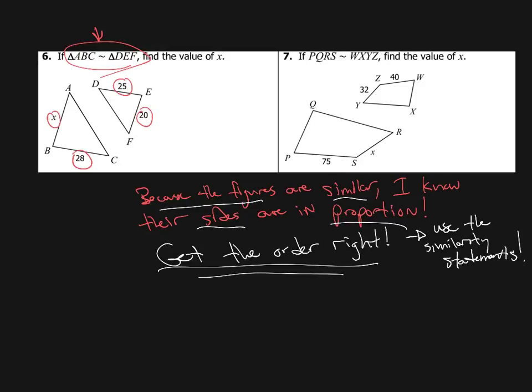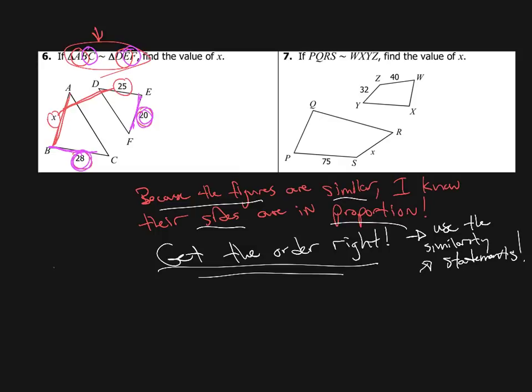To get the order right, I'm going to use the similarity statements. And this is just like congruency. It's very similar. So what do I know? I know that x has to do with AB. So because x has to do with AB, AB is the same as DE. So x matches up with DE. Then I come down over here. I got 28. 28 is BC. BC matches up with EF. EF is the 20. So I just need to write in a consistent and clear format.